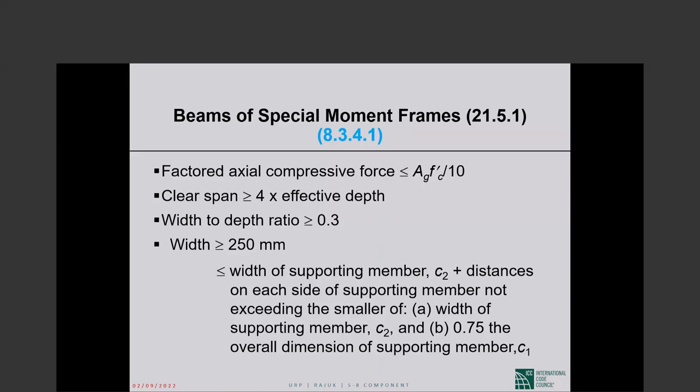Width to depth ratio 0.3. So if you have a 30-inch deep beam, the width has to be at least 9 inches. Okay.